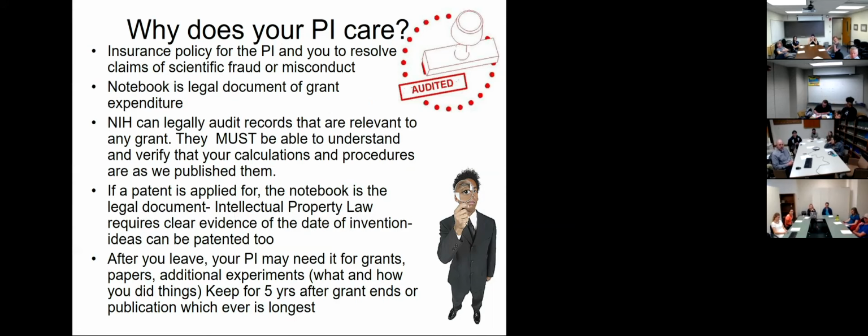After you leave, the PI is going to keep that notebook for at least 5 years, and they can use your data for writing grants, for writing papers, doing additional experiments, and to do that, they have to know what you've done. So that's all the legal stuff.